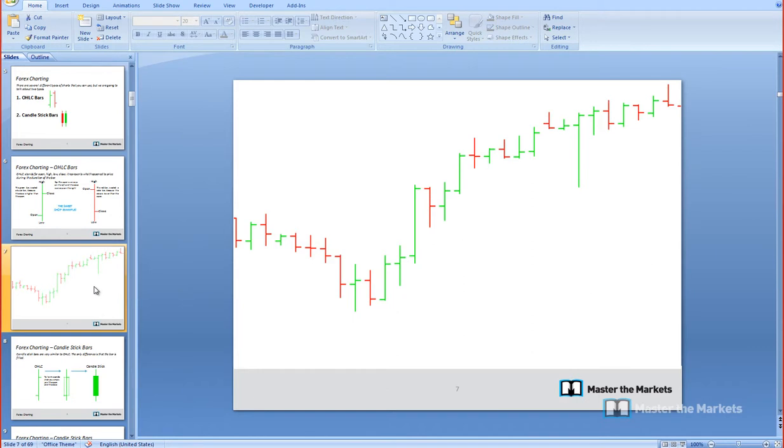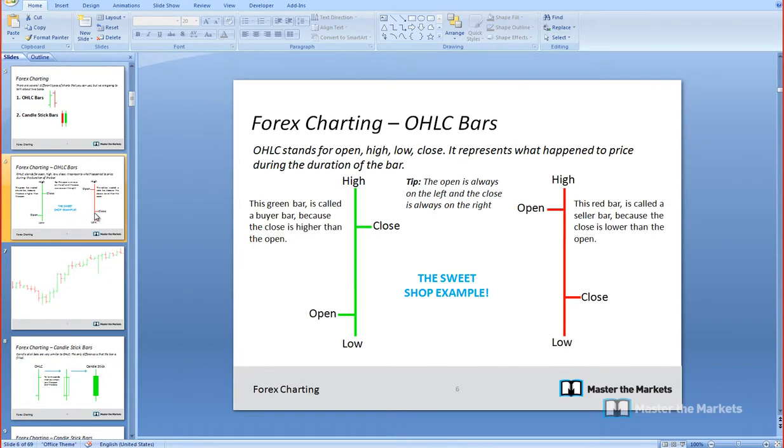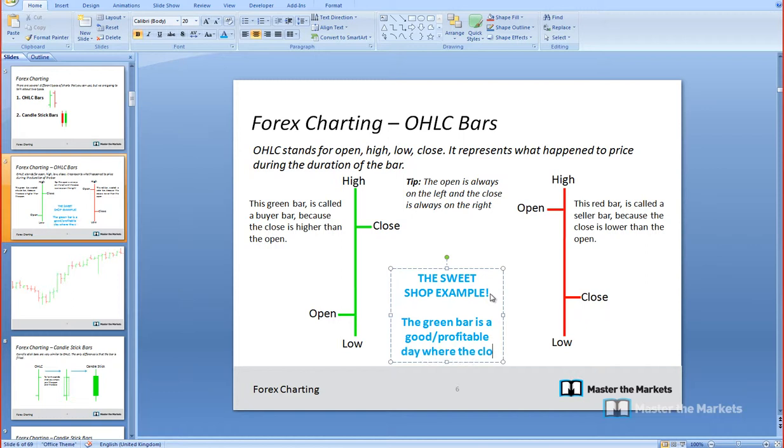Next thing is just an example of an old Chelsea bar chart, and of course the opposite is true for the red bar, right? What you need to really tell them and drive the point home is that the green bar is a profitable day, or a good day, where the close is higher than the open.